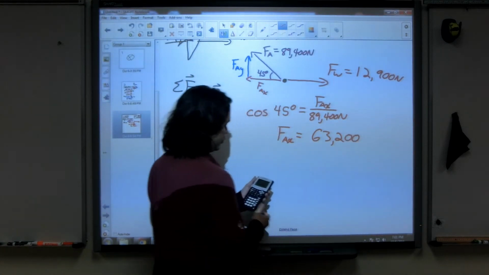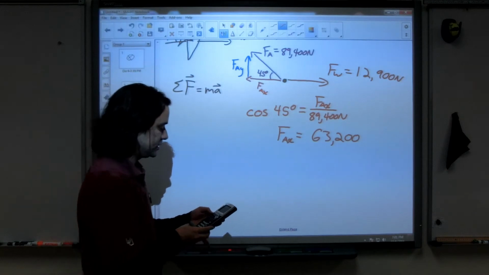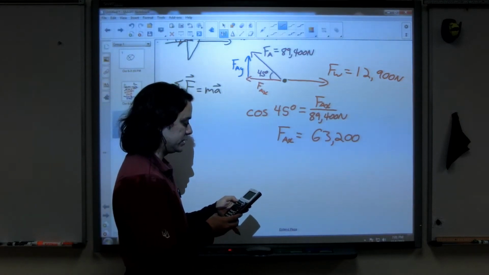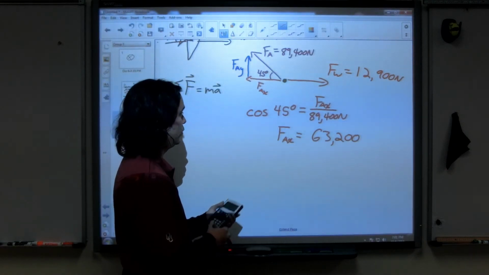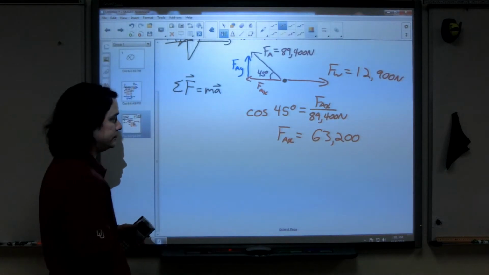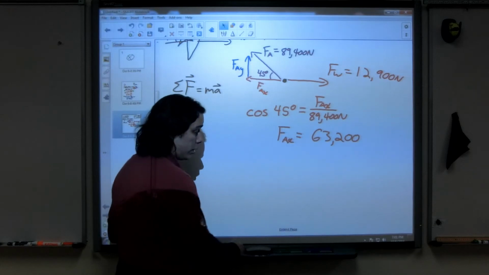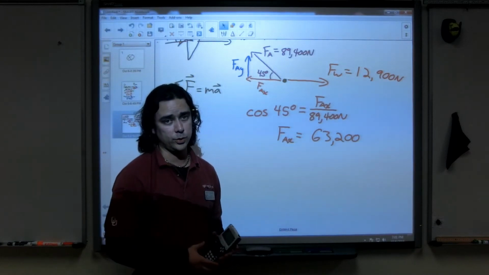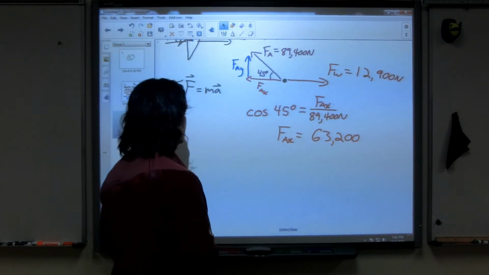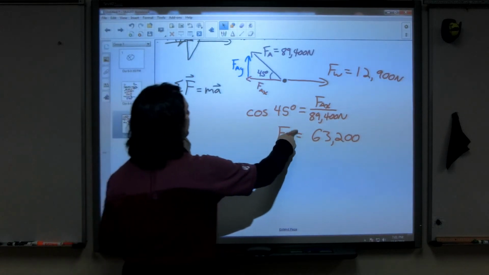You're welcome to keep the 215 if you would like. As I said with the online homework, if you keep to three significant figures, you should be fine. It will accept anything within 1%. Feel free to leave the 63,215, or more accurately, whatever numbers you have, because you're likely to have different numbers. All right, that's one of my components.